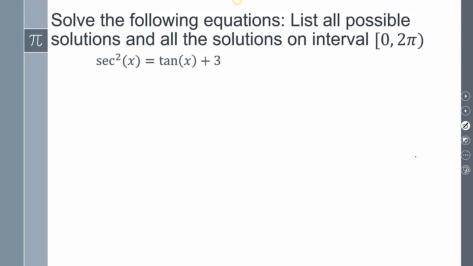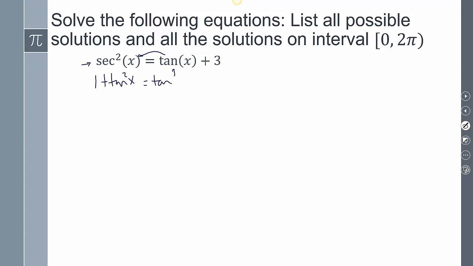For this one here, secant squared x equals tangent x plus 3. This one we're going to have to use identities to help us. With this secant here, I have to think, is there any way that I can make it into tangent, or make a tangent into secant? In this case, I can't make a tangent into secant, but I can make that secant squared into tangent, and so secant squared is 1 plus tangent squared x.